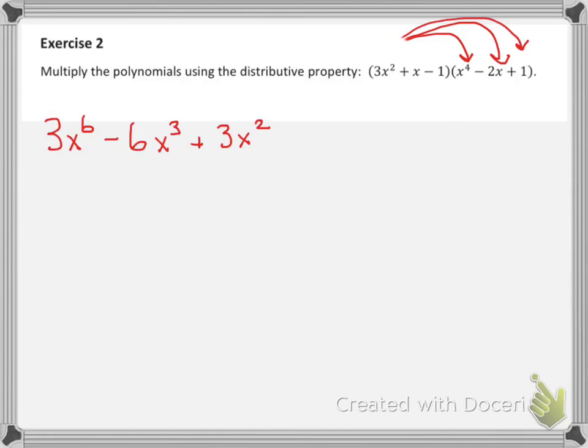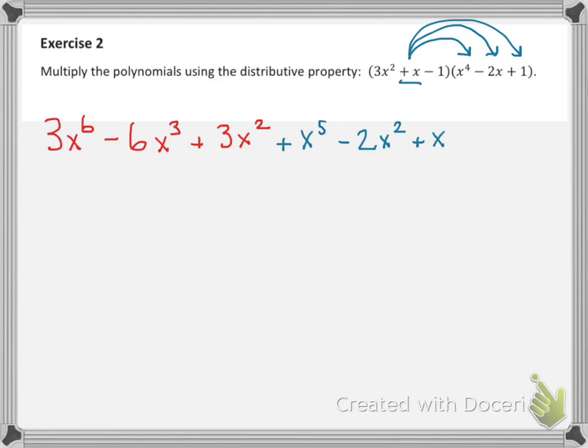distributing the 3x squared. So I'm going to give myself some room here and now show you the second term, x, distributed to every term in the second trinomial. So x times x to the fourth would be a positive x to the fifth. X times a negative 2x would be a negative 2x squared. And x times 1 is a positive x.